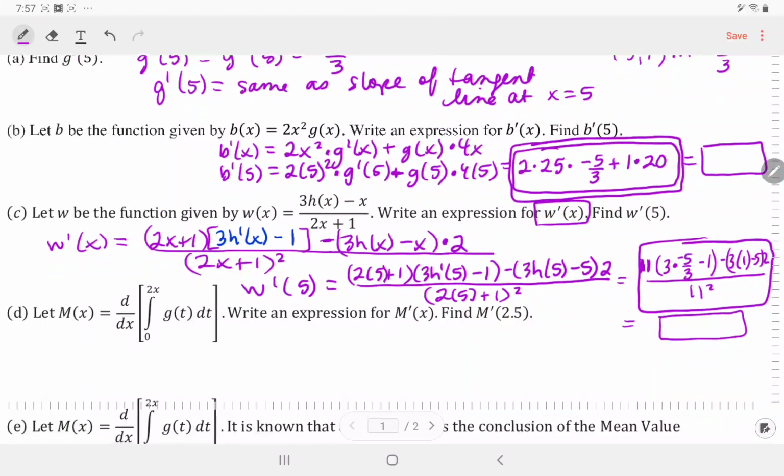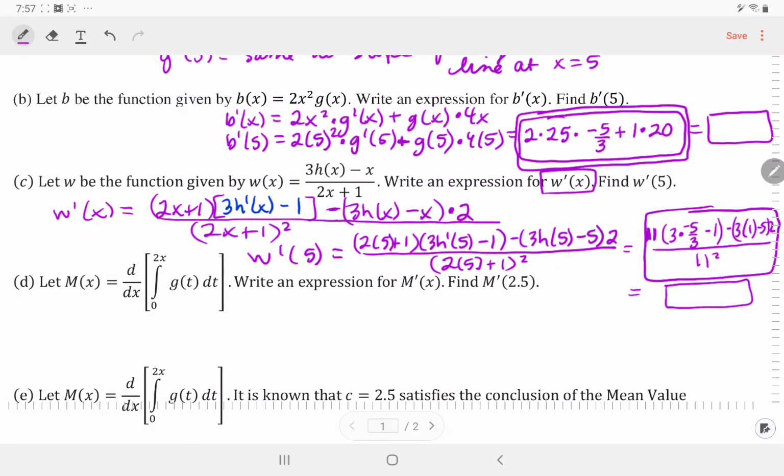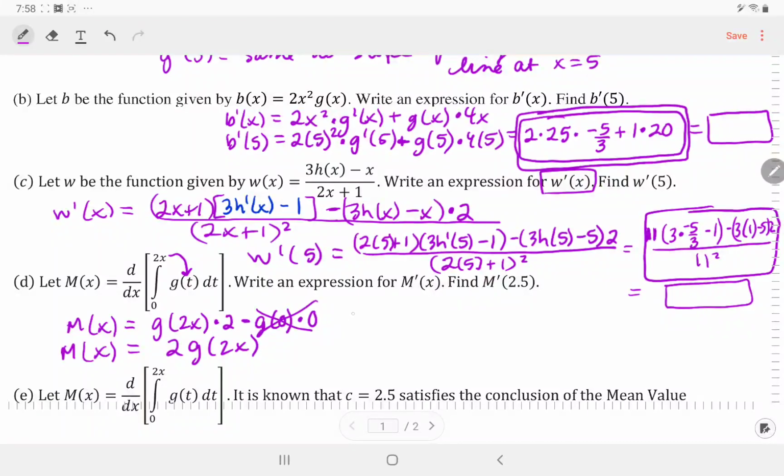I'm going to simplify. Let m equal the derivative. Okay, that derivative is Leibniz. So write an expression for m prime. Oh, I need m first, so let me start with m. The derivative of an integral is Leibniz, so you substitute in the top bound, multiply it by the derivative of the top bound, minus substitute in the bottom bound times the derivative of the bottom bound. So m of x is 2 times g of 2x. Okay, so m prime of x, which is what they want.